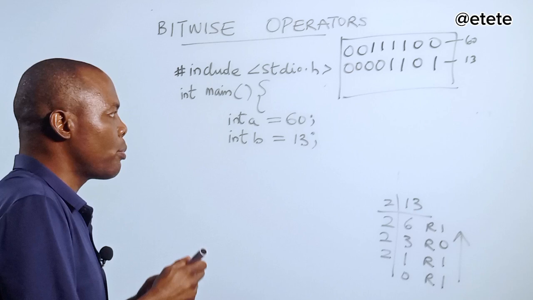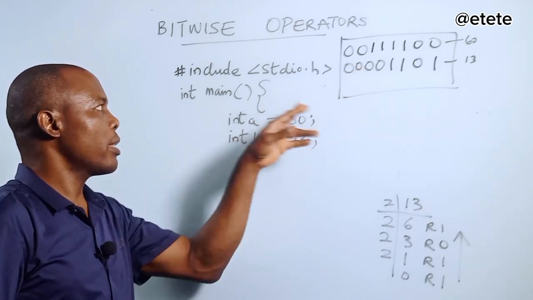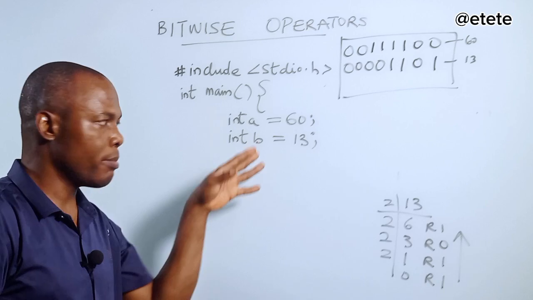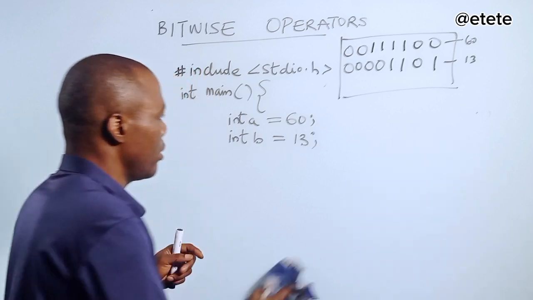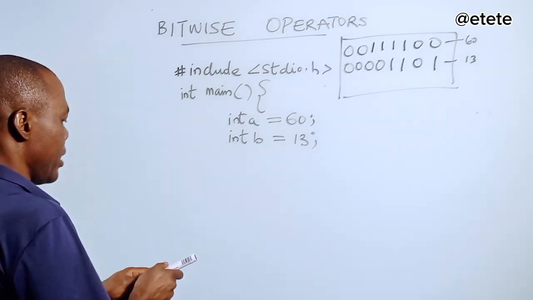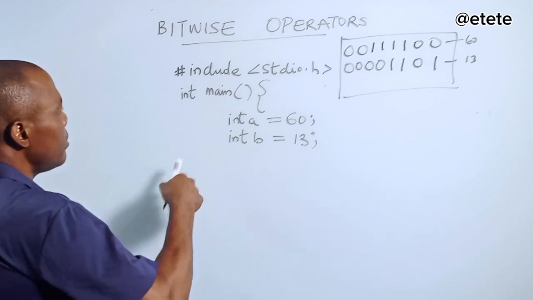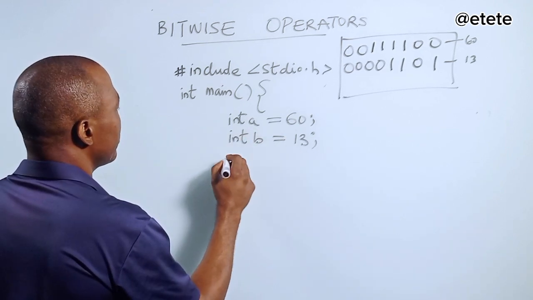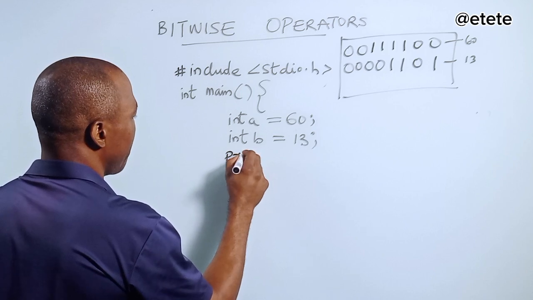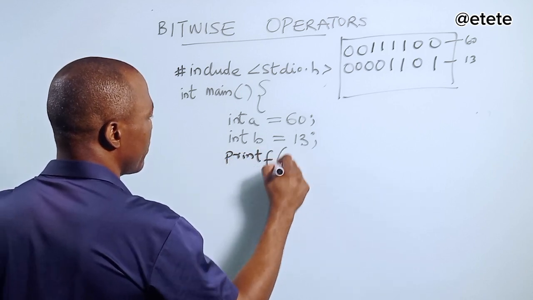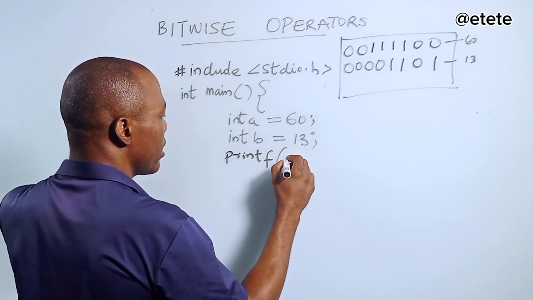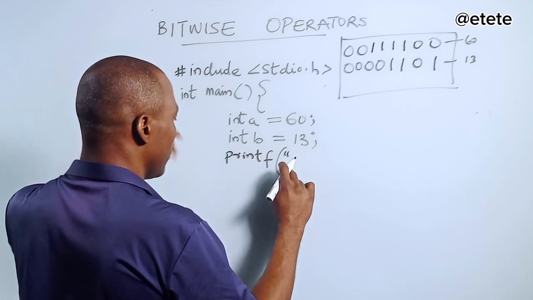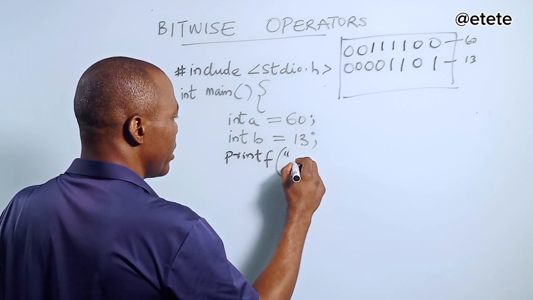Now I'm going to write my program to use the operators on each of them. That's what I'm going to do now. I'm going to clean this off. Then in this place, I will now say printf, and I'll bring in the first operator, which is AND. So I will do my quote, and I will say AND.